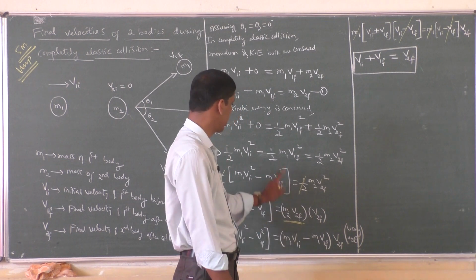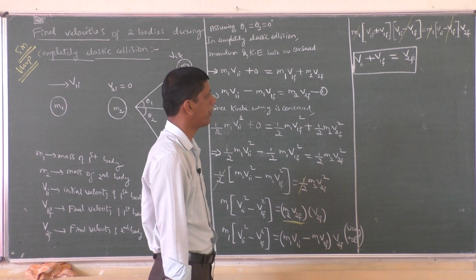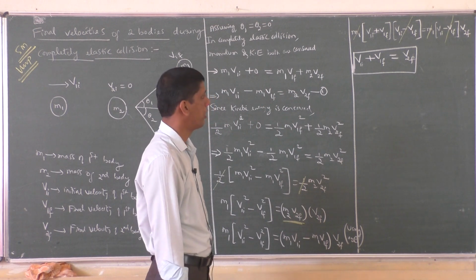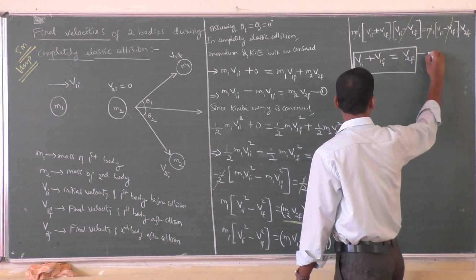By rearranging the various terms, we obtain the final equation, that is v1i plus v1f should be equal to v2f. I will call this equation number 2.